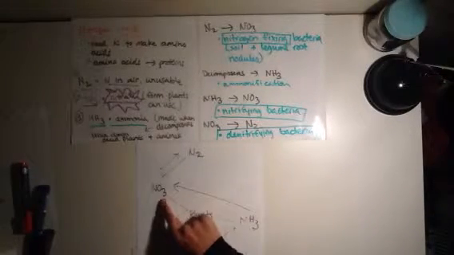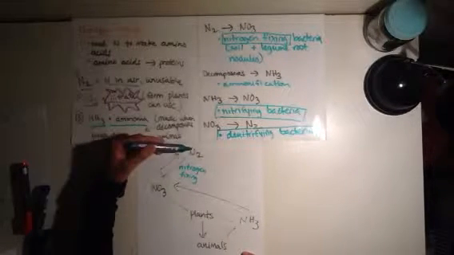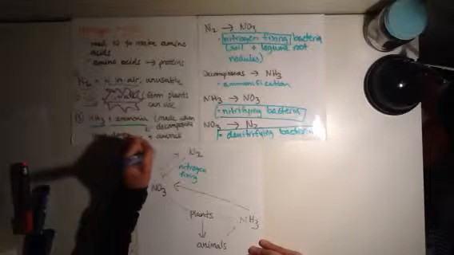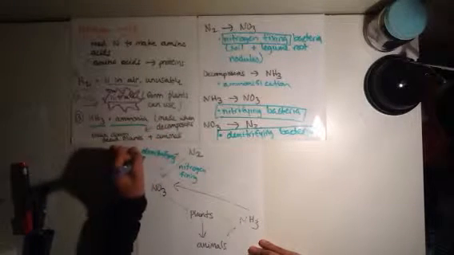So how this works here. If we're going from nitrogen in the air to nitrates, that's going to be nitrogen fixing. So this would be nitrogen fixing bacteria. If you're going in reverse, nitrates to nitrogen in the air, that's going to be denitrifying bacteria.